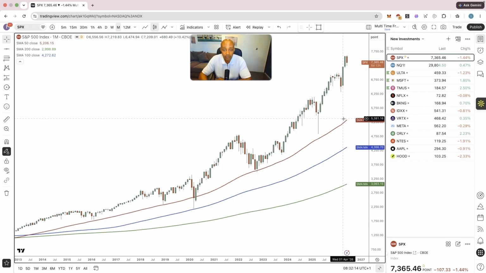Get stuck in, very simple to use. I'm talking about the simple moving average, SMA. There's also the exponential moving average, which is more sensitive to the most recent price action, but I would just say keep it simple with the SMA. Simple moving averages are the most widely used. The 50, the 100, and 200 are the most widely used within the professional investing and trading community, so I would stick with those.